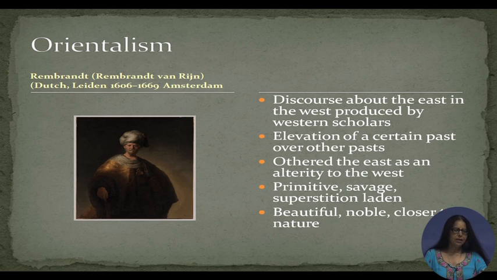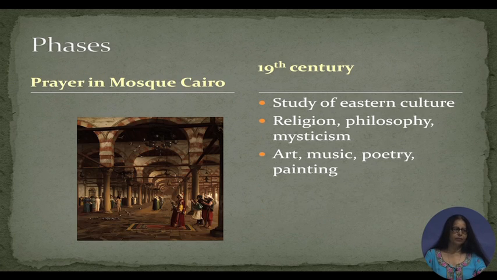Now, this East is primitive, savage, superstition-laden, but also beautiful, noble, closer to nature. So, it is not necessarily a negative image, but it is an image which does not have any correspondence with the real East, and is used mainly to define the European self. So, this idea of the Oriental other, the East as the other, is used essentially by Europe to define itself.